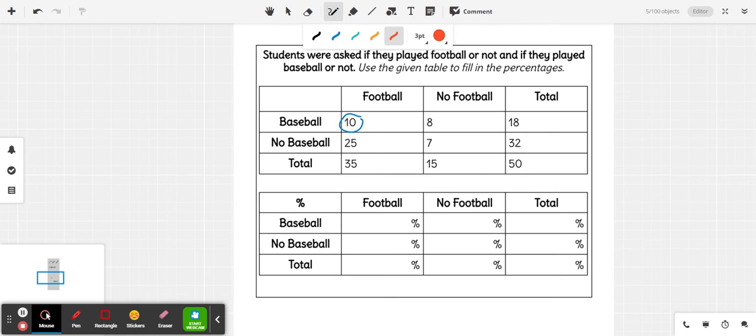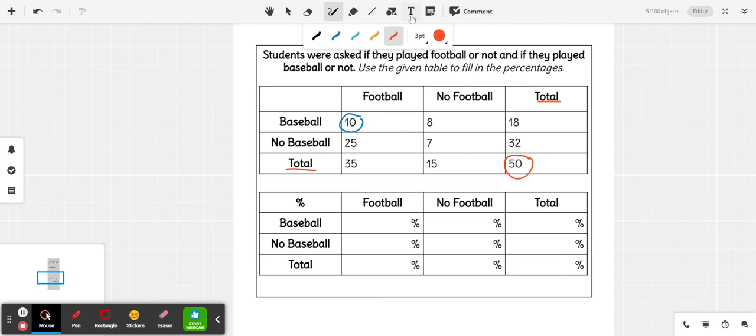Now it's super important that you locate the overall total on our table. Usually it will be in this bottom right-hand corner. Notice how we have our total here and our total here, and they kind of meet right at that 50. This means that 50 students were surveyed on if they played football or baseball or neither.